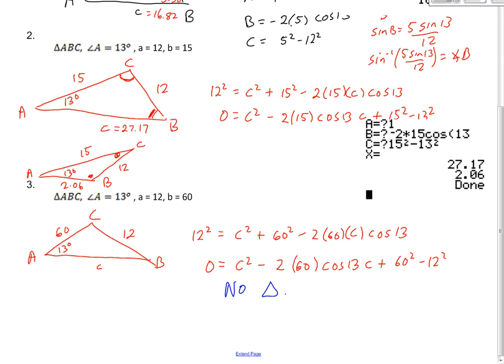Those are some of the situations that can happen. In this problem number 2, I didn't show all the work for solving the rest of those triangles, but it would just go through and use the law of sines and solve for the different angles. And remember to never ever find an angle that might be obtuse using the law of sines. All right, that's it.